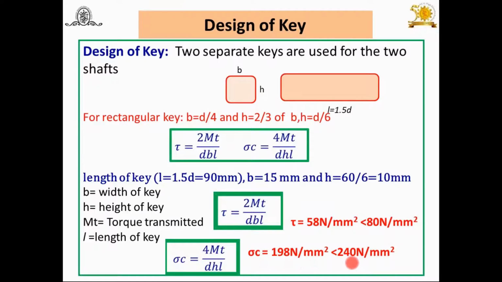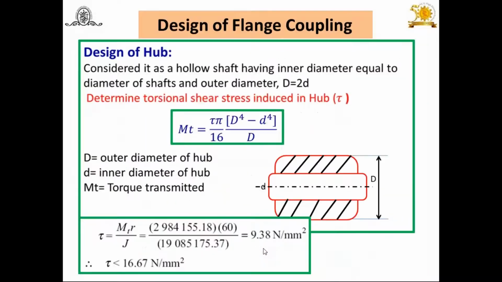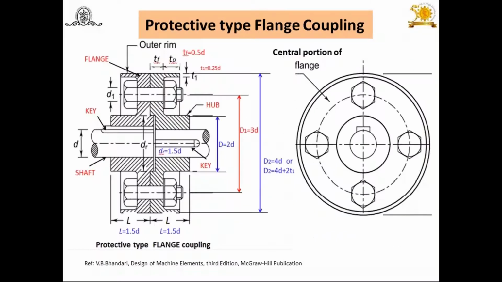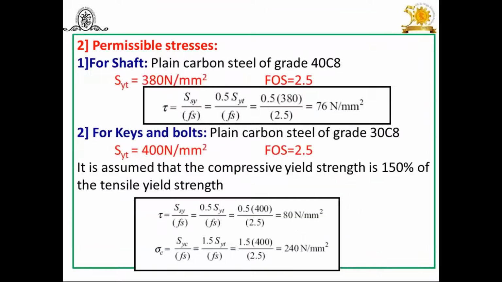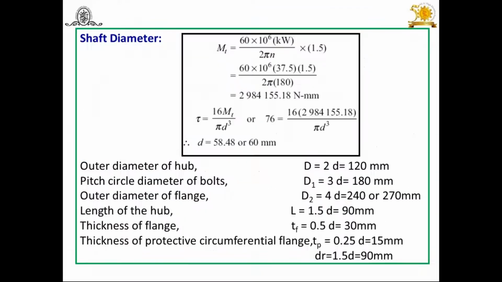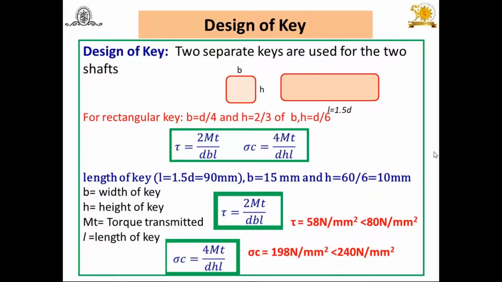This is the permissible crushing stress for the key. Once again, I would like to show here, in the permissible stresses we have calculated. Look at this, for the key, sigma C permissible is 240, permissible crushing stress 240. That's why you have to check again for the key as well as for the bolts also. Here you will find sigma C is 198, less than 240.